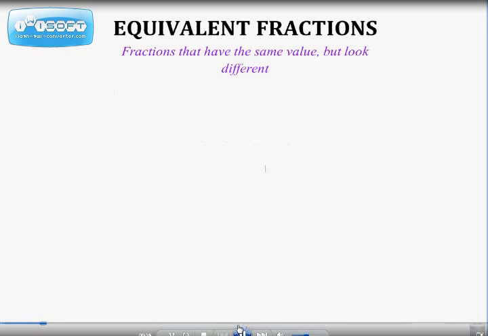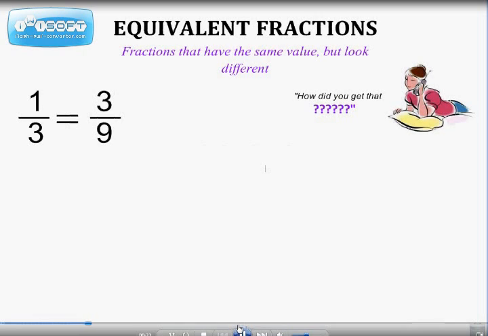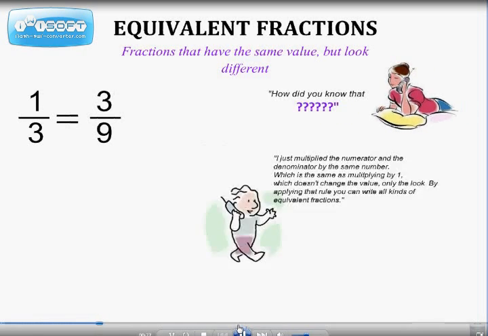I have for us to look at 1/3. I want to write a fraction equivalent to 1/3 that looks different but still has the same value, and I chose 3/9. Now, you might be calling up your friend to say, "Gee, how did you get that?" It's easy. I just multiplied the numerator and the denominator by the same number, which is the same as multiplying by 1, which doesn't change the value, only the look. By applying that rule, you can write all kinds of equivalent fractions.